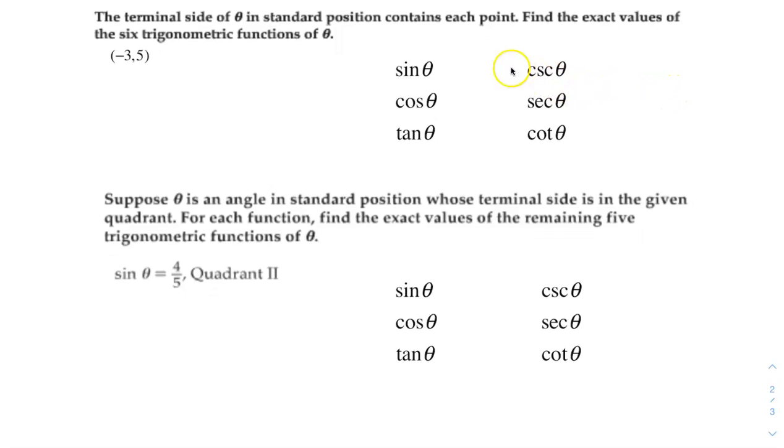Okay, a little bit more review. The terminal side of an angle in standard position contains each point. Find the exact values of the 6 trig functions. So they give us a point. What we do is we plot that point: negative 3 and 5.